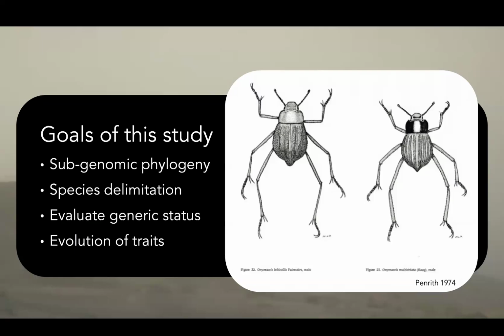So the goals of this study were to create a really rich, really robust subgenomic phylogeny, to do some species delimitation if needed, because we did have samples from populations that weren't able to be included in molecular studies previously. We also wanted to evaluate the generic status and also have a rich data set for evaluation of these unique traits we see within Onymacris within a comparative methods framework. So this is just the preliminary part of what the study will eventually end up being.